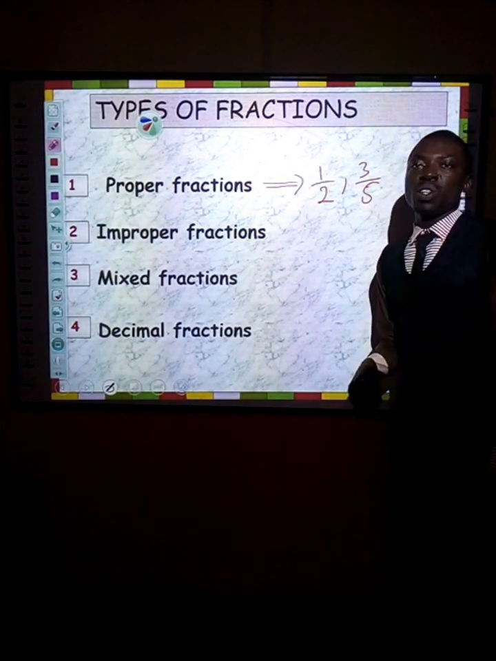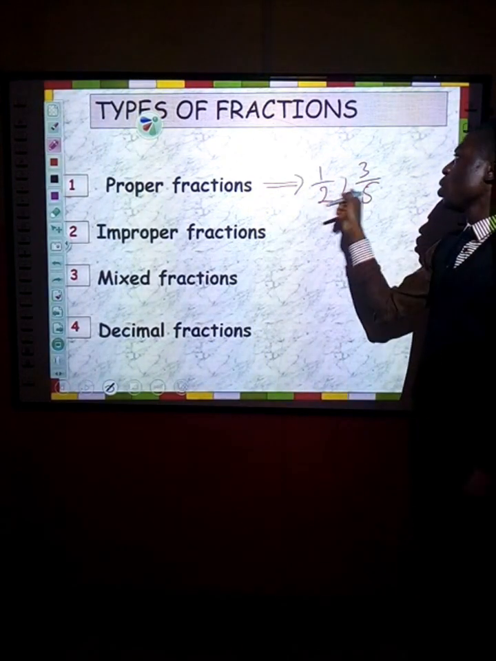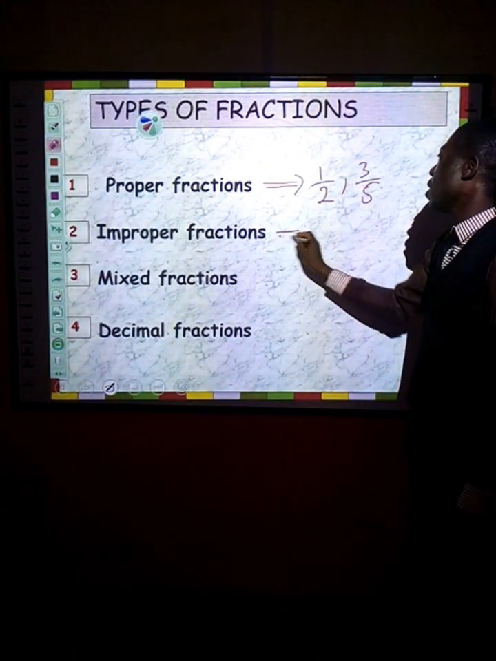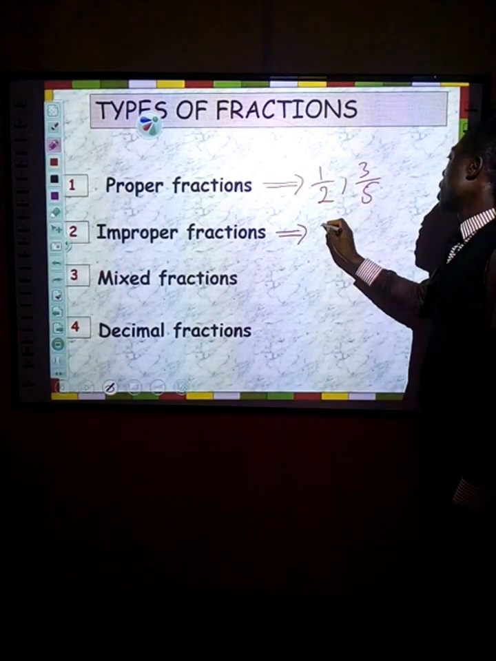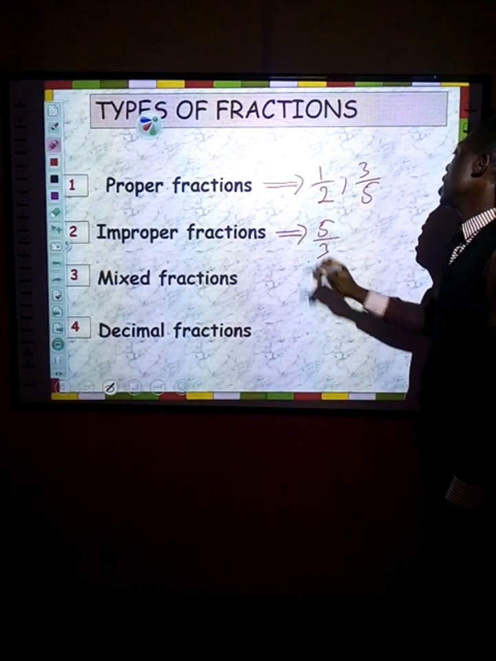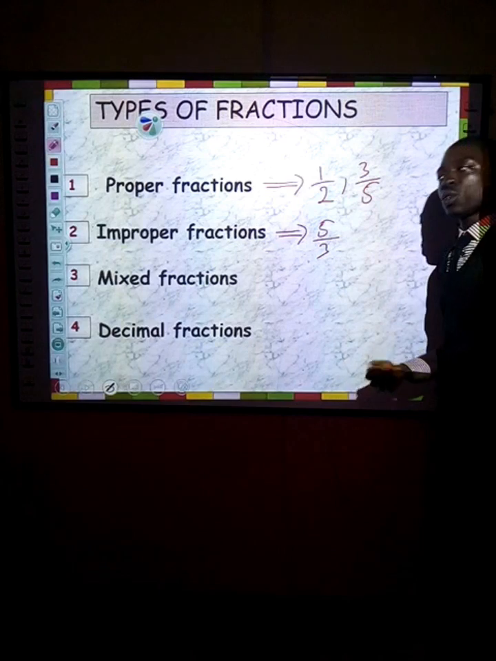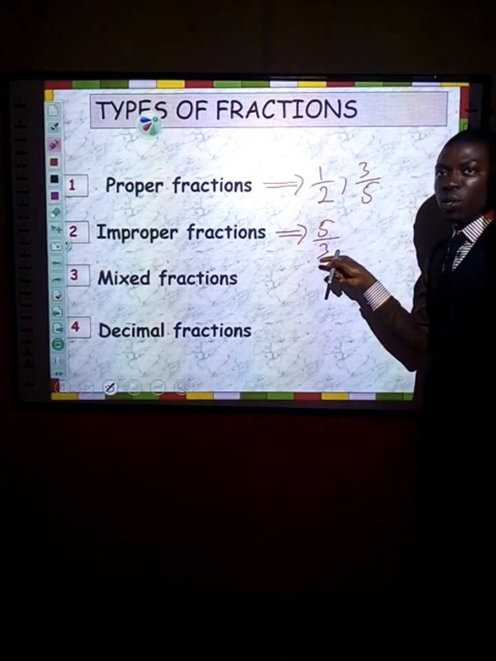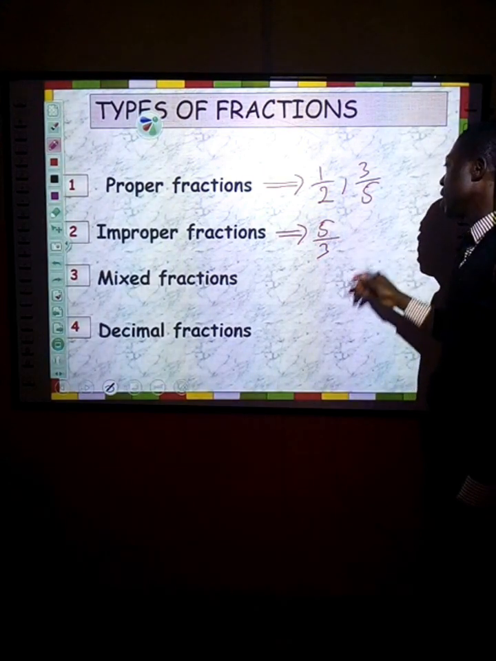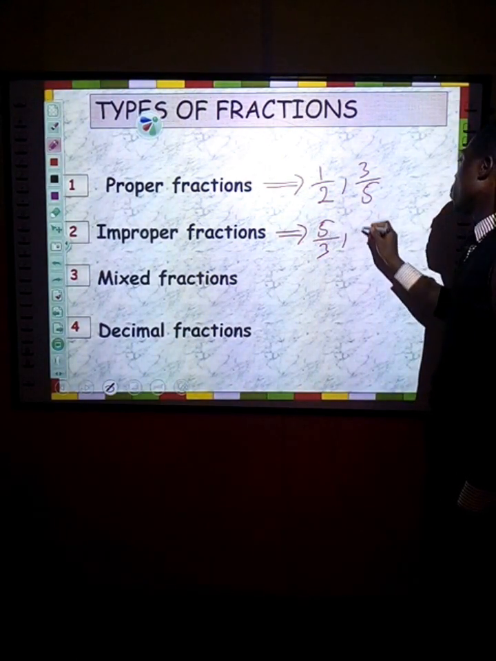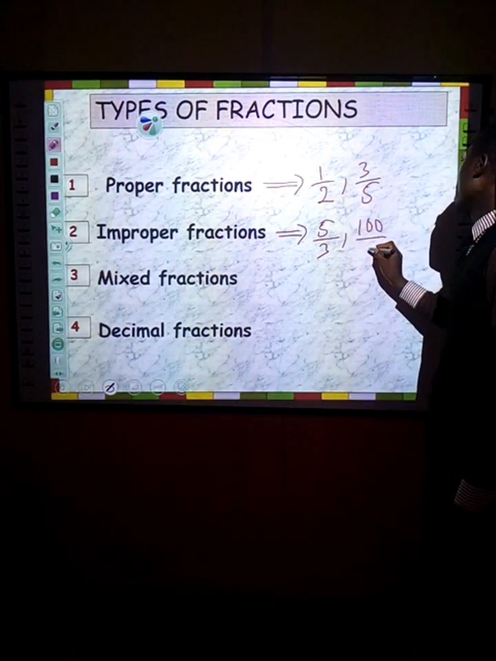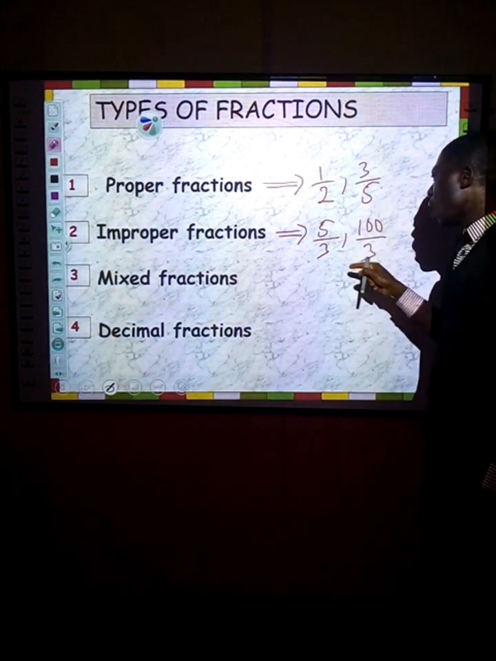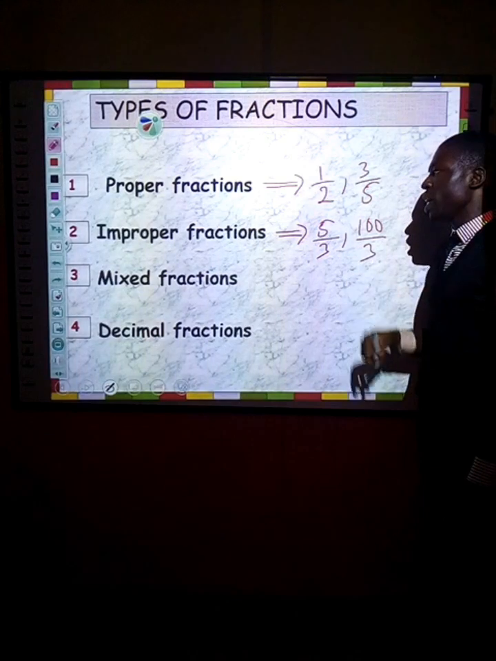Now, improper fractions is just the direct opposite of this one I just showed you. Example of improper fractions, I have, let me turn the other one, I have 5/3. So it's an example of improper fraction. Why? Because the numerator is higher than the denominator. 5 is higher than 3. We have several other examples. I can write 100/3. So 100 is the numerator and is bigger than what? The denominator, which is 3.